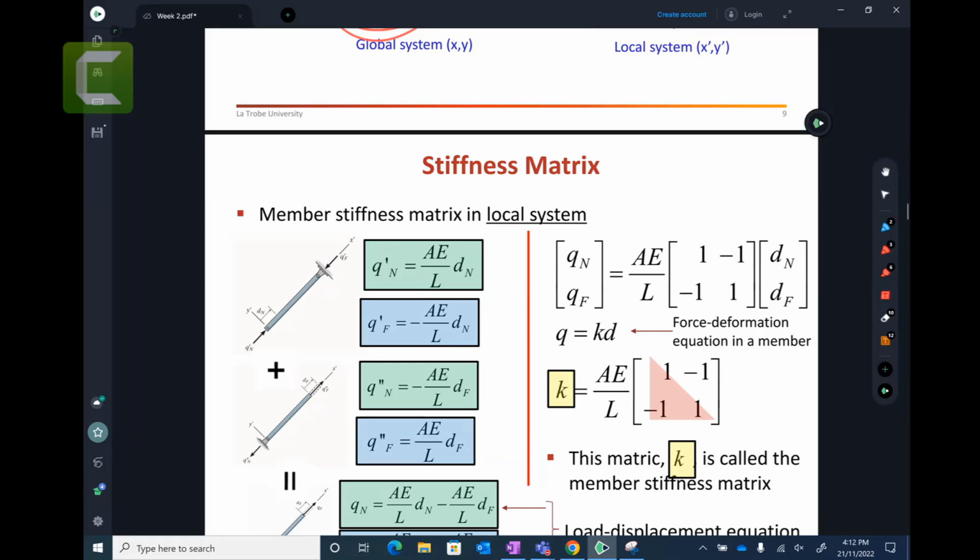Electronics and telecommunication students, just listen very carefully here. If you have a stress, then you can define it as force over area.